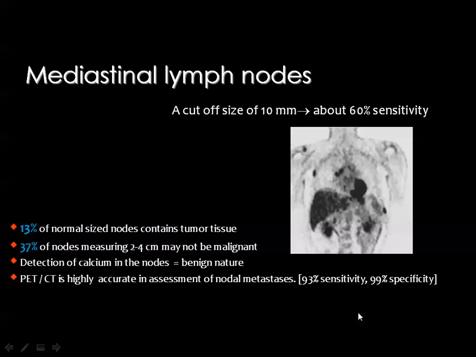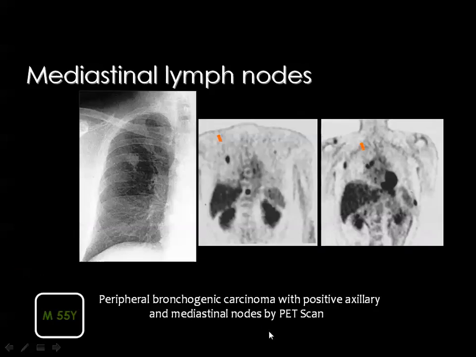Then one of the important roles of PET scan is to assess the mediastinal lymph nodes, particularly before surgery. Then if you see a peripheral lung nodule and you would like to assess the mediastinum for possible lymph node metastasis, or even to detect the site of the nodes to be biopsied later on. You know that according to the literature, about 13% of normal-sized lymph nodes may contain tumor, and about 37% of nodes that are greater than 2 centimeter may not be malignant, may be reactive nodes.